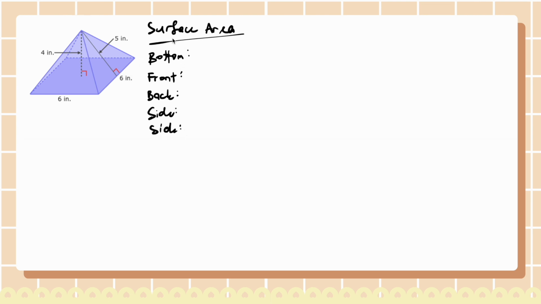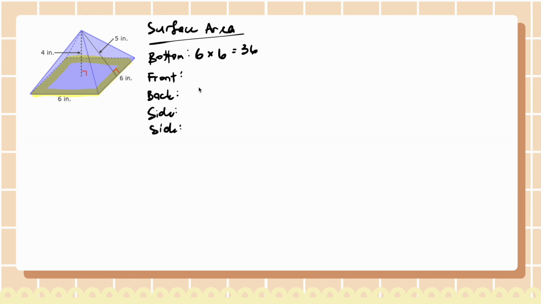So let's start with the bottom. Here's the bottom side. I notice that our base, our bottom, is a square. So to find the area of the square, I'm just going to do its length times its width. Both are the same, 6 times 6. So 6 times 6 is equal to 36.